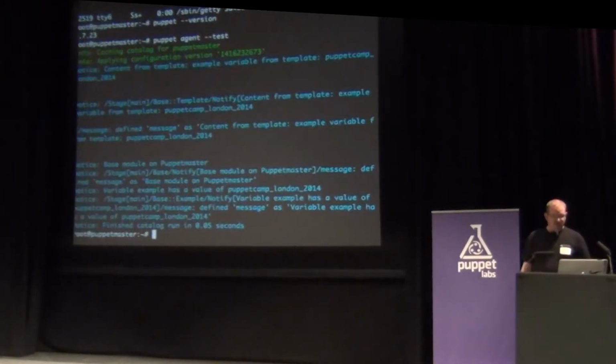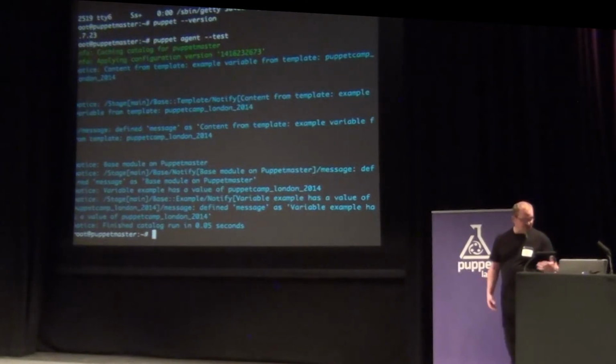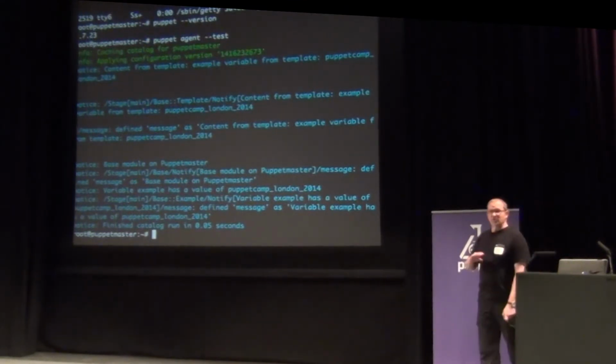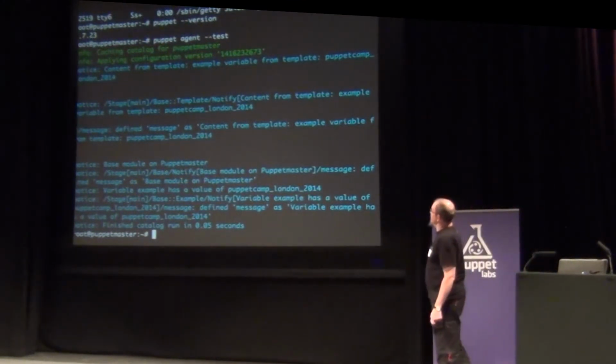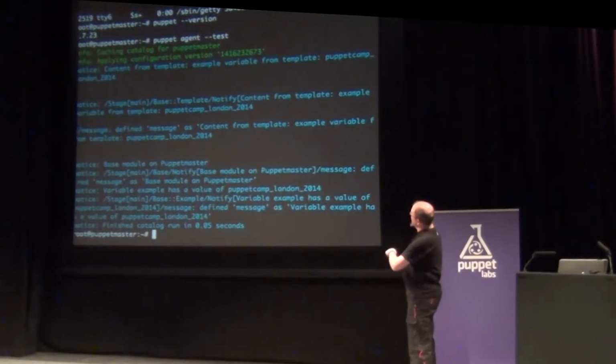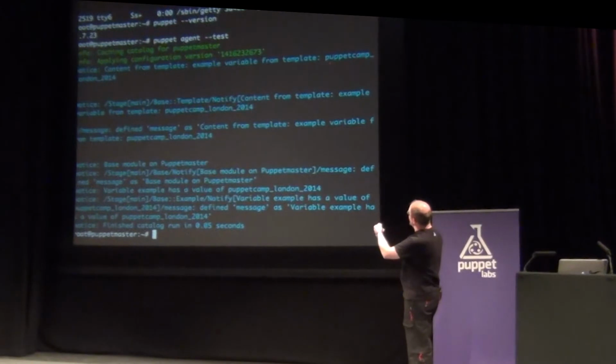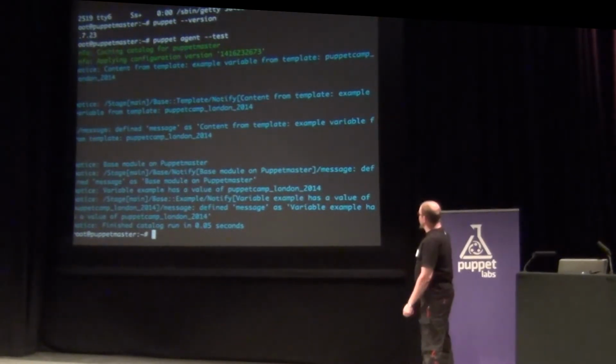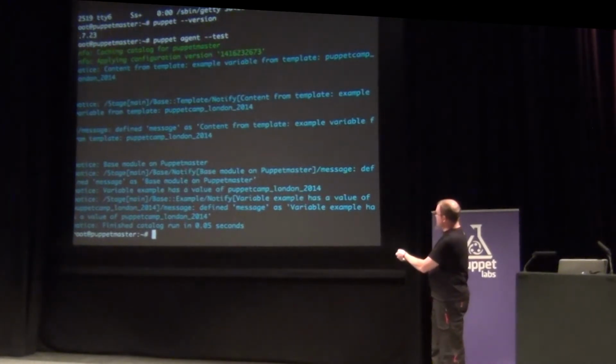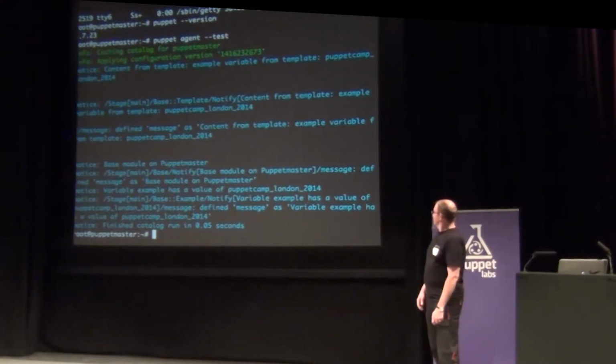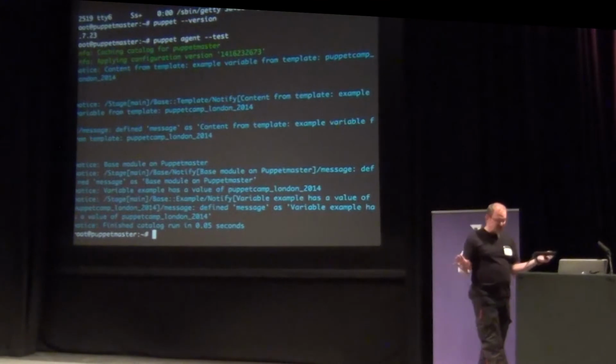I'm doing a Puppet test run, and I see, okay, there are some changes happening. It's mostly notices, so it just prints out some stuff. And it just tells me, here's something from a variable with the name Puppet Camp London 2014. It tells me it's the base module on Puppet Master. Code is working as expected.